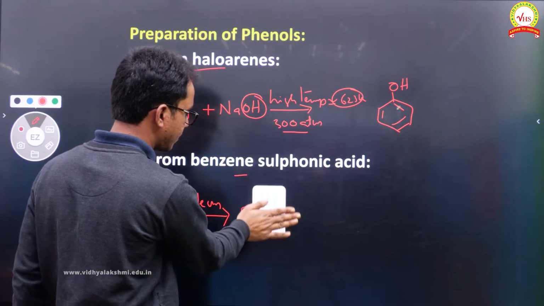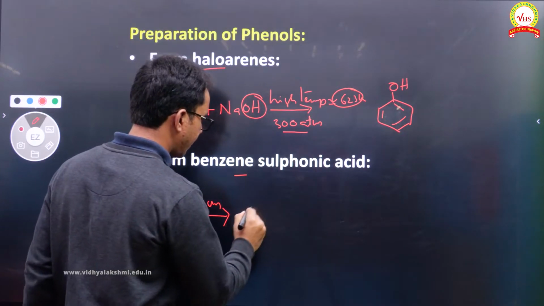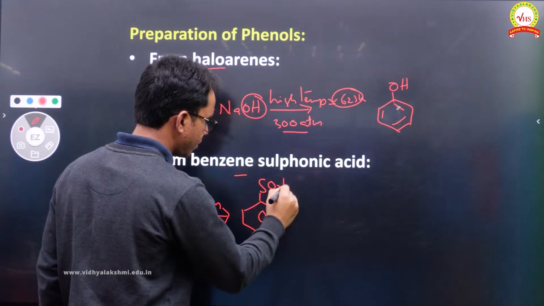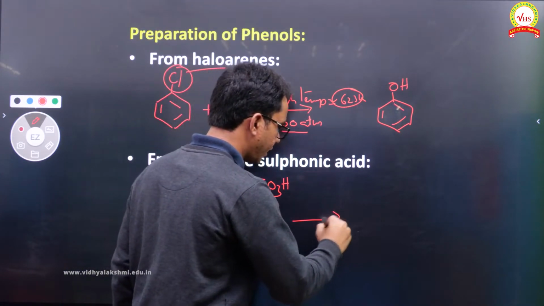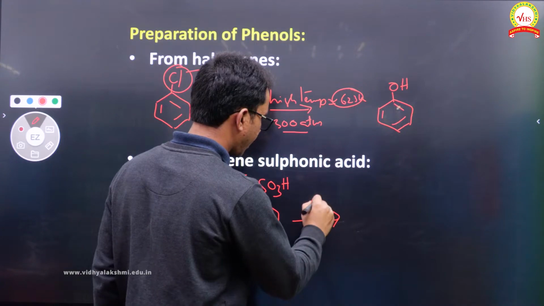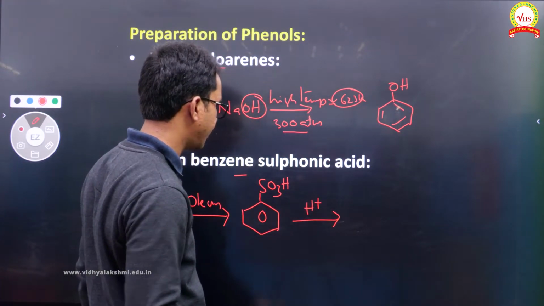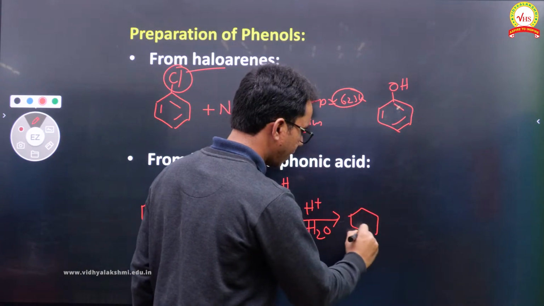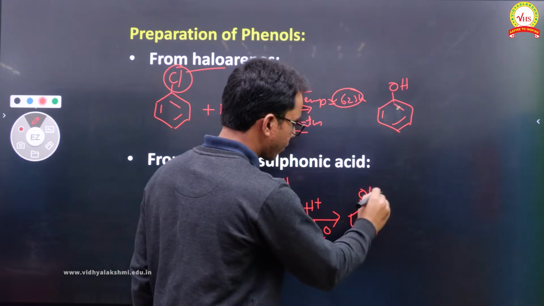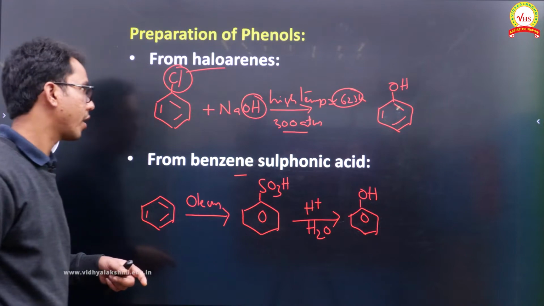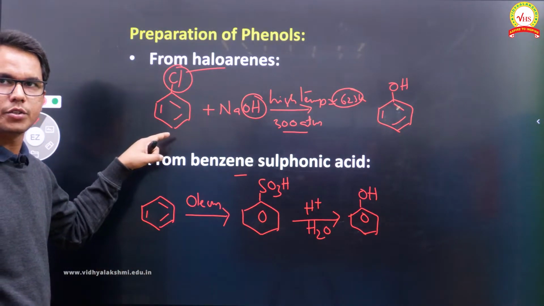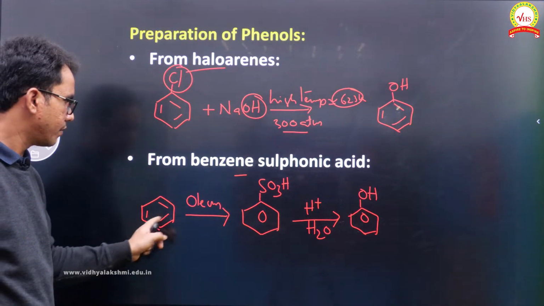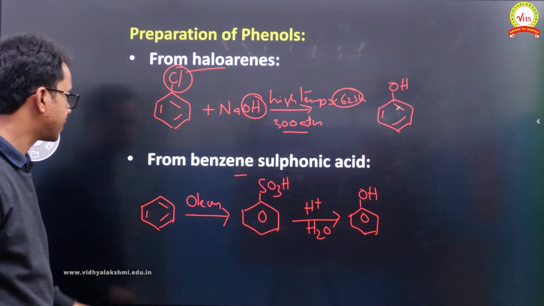Benzene sulfonic acid, that is SO3H, on further reaction with acid and some changes in temperature gives phenol. These are two preparation methods. The first one is an aromatic nucleophilic substitution reaction. The second one is an electrophilic substitution reaction followed by a kind of substitution over there.